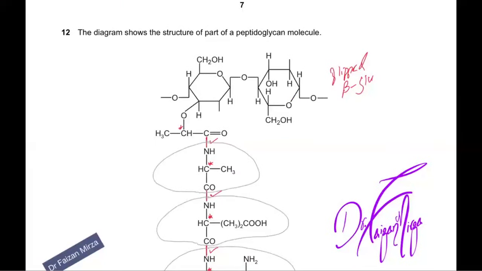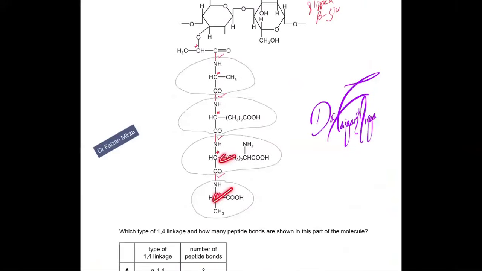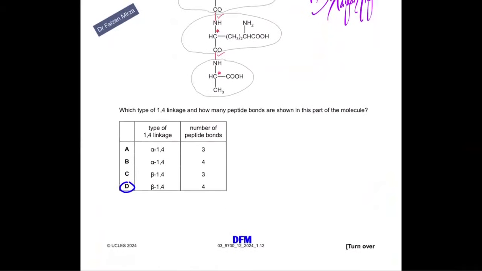The diagram shows the structure of a part of a peptidoglycan molecule. So here you can see that this is the carbohydrate. This is beta glucose, which is flipped. You can see the flipping here, and this must be a beta glycosidic bond. Then here you can see the chain of amino acids, 1, 2, 3, 4, 5 amino acids. They're asking which type of 1,4-glycosidic linkage is there, and how many peptide bonds are shown in the molecule.